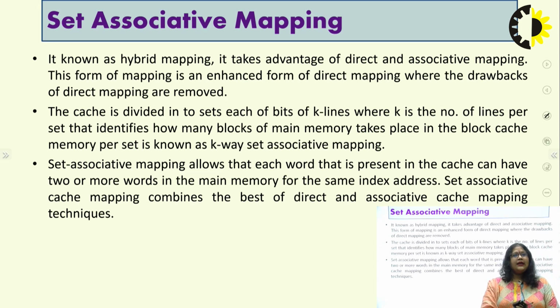In direct mapping we use a line, but in this we use a set, and that is K-way set associative mapping. K-way means we have a different number of ways to represent the set associative mapping: it may be one-way, 2-way, 3-way or 4-way. So these sets are changed accordingly. Set associative mapping allows each word present in the cache to have 2 or more words in the main memory. So for the same index, we can change a number of locations of the cache line into the main memory. This is the advantage of set associative mapping.